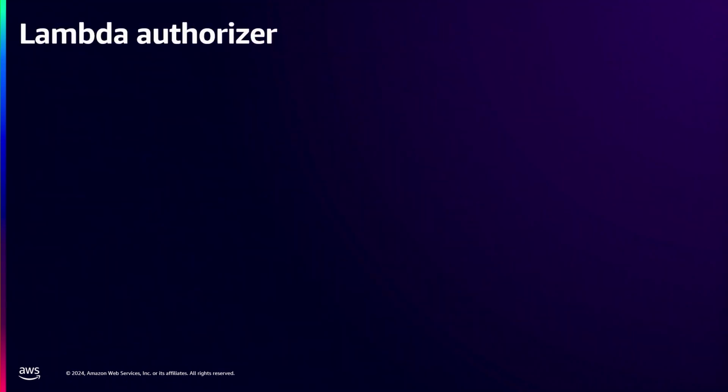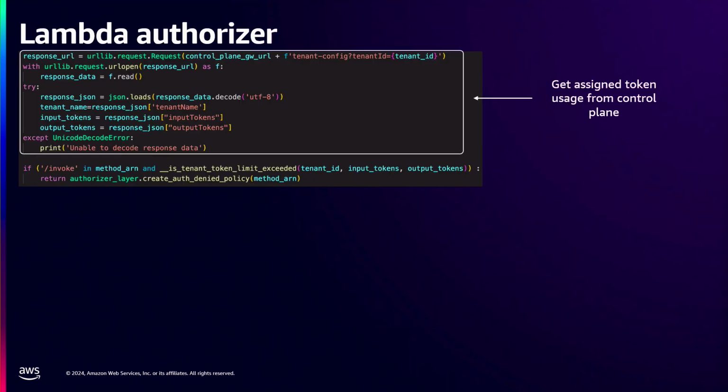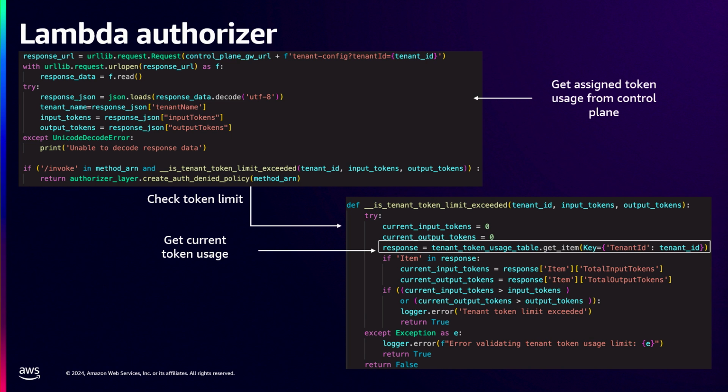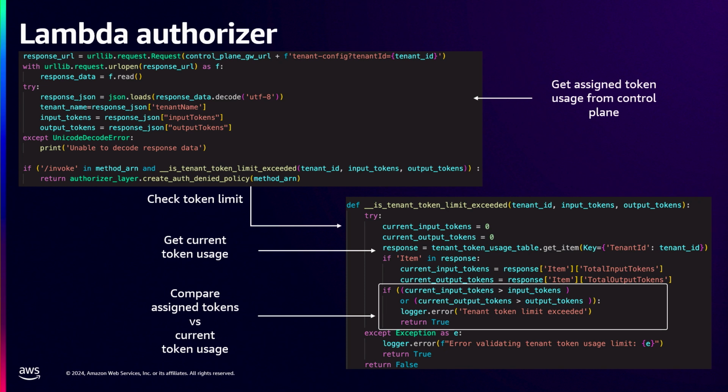And then for the Lambda authorizer, using the tenant ID, you make a call to the control plane to get that assigned token usage for this particular tenant. And then you invoke a method to check the limits. And if you look at that method, the first thing it is doing is basically it is hitting that tenant token usage table to get the current token usage for that particular tenant. And then basically you're comparing the assigned tokens to that particular tenant against the token usage to decide whether to allow or disallow this particular request.